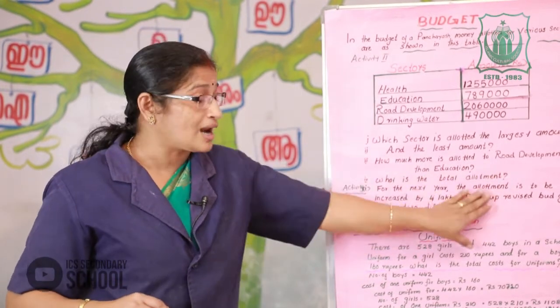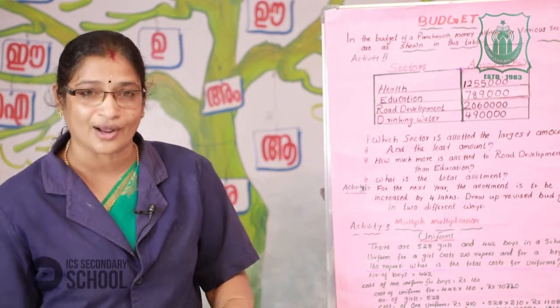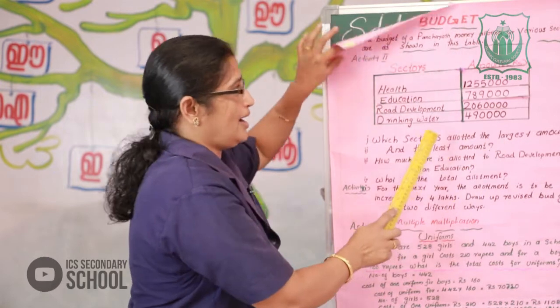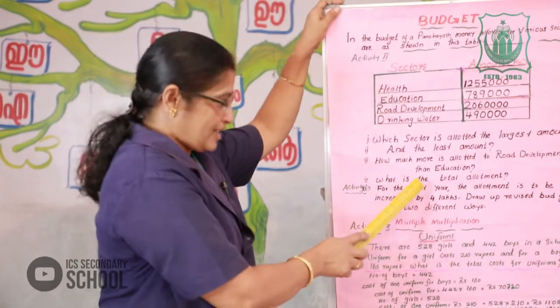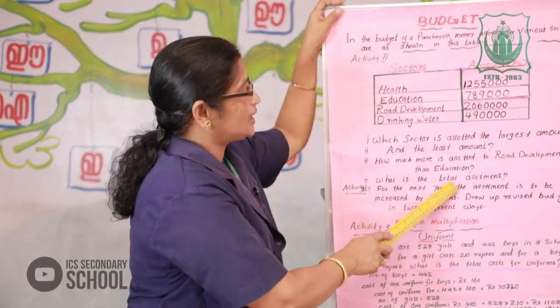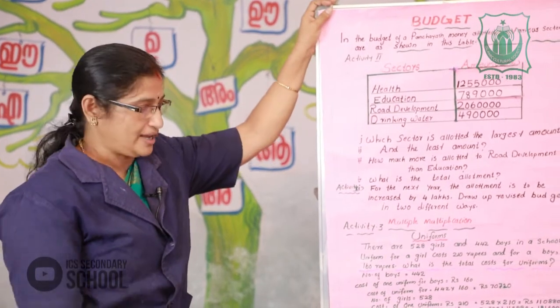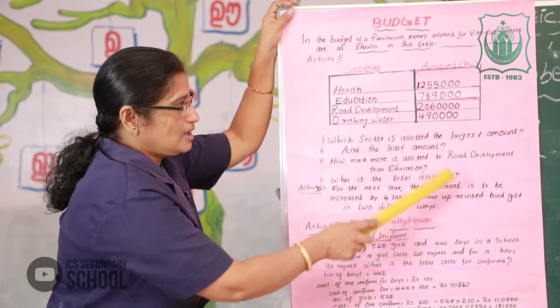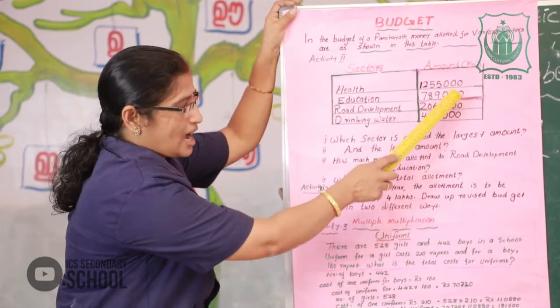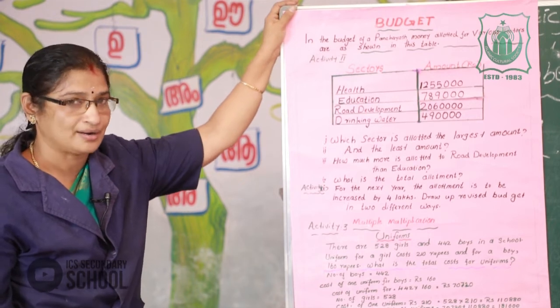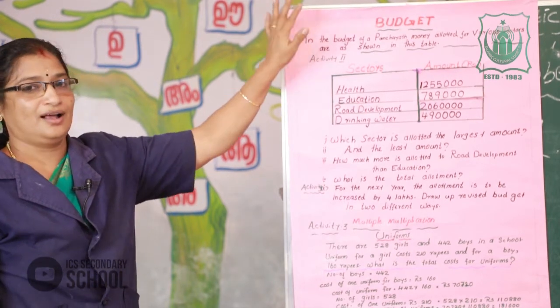And next, what is the total allotment? How can we find the total allotment? The various sectors, add these amounts of money, then we find the total allotment. Or these allotted monies are added and then we get the total allotment money. Did you understand?